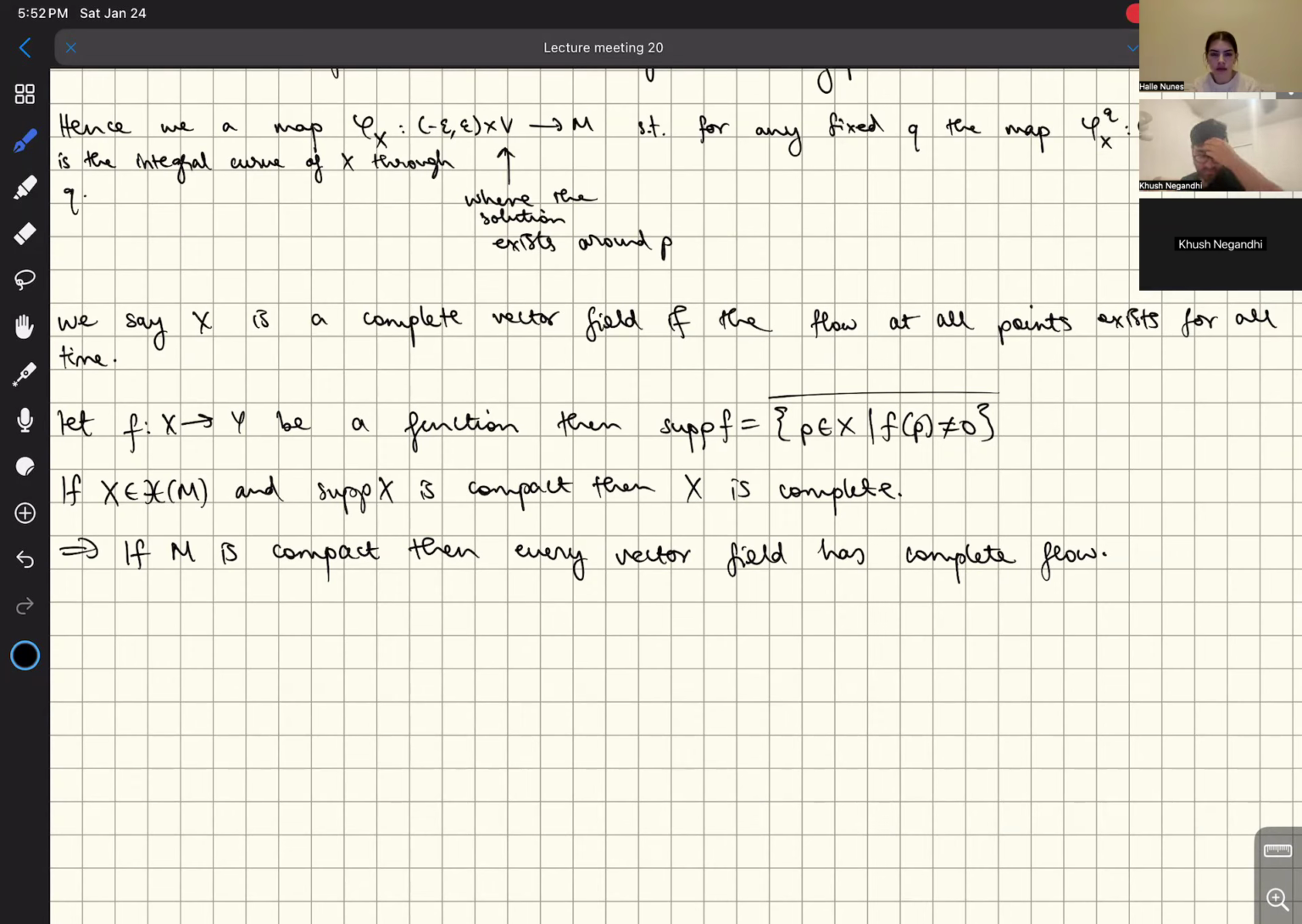This should make sense, because if you think of the circle, for example, it should make sense that an integral curve can't blow up. Where is it going to blow up to? The circle is bounded in some sense. So, are there any questions about this?